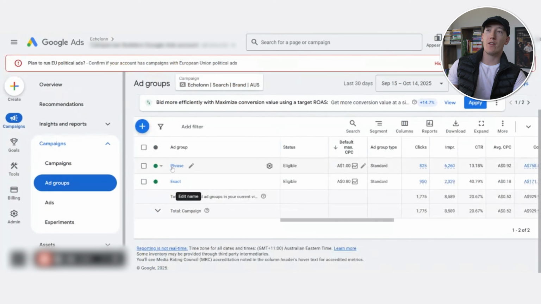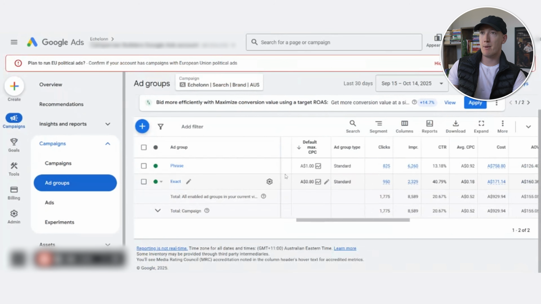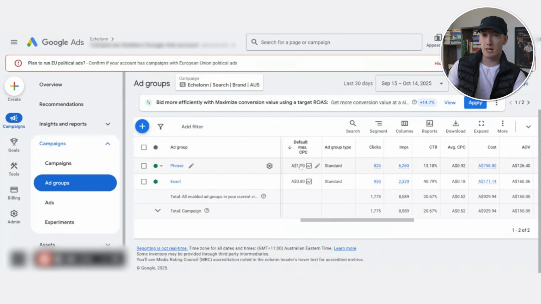And as you can see, for the exact match group, we set our max CPC 5 to 10% higher than the keyword average. And then for the phrase match group, we set the CPC 5 to 10% higher than the exact match group. If the phrase match ad group starts spending most of your budget, you can lower that max CPC to rebalance spend back toward your exact match keywords.